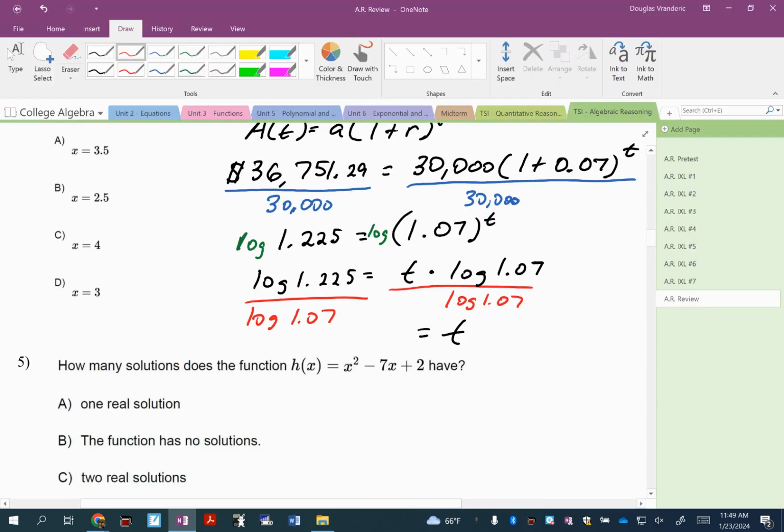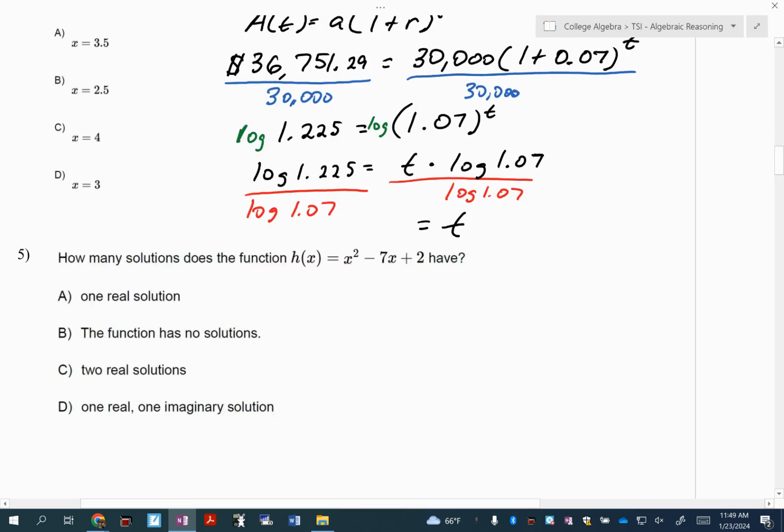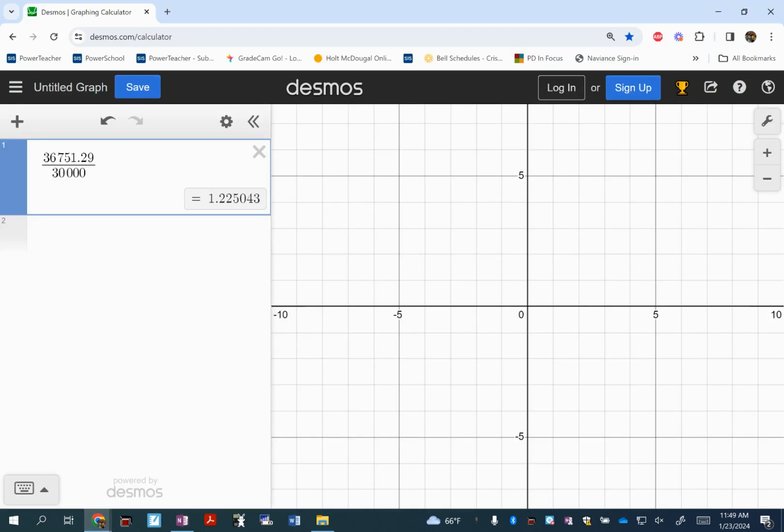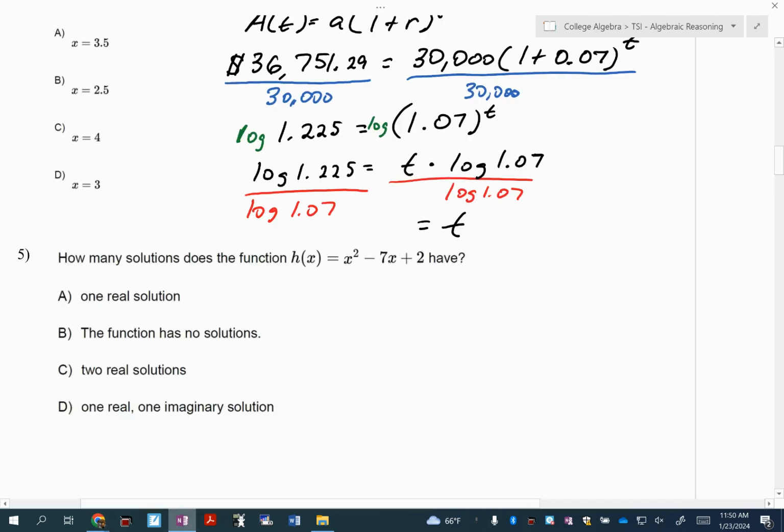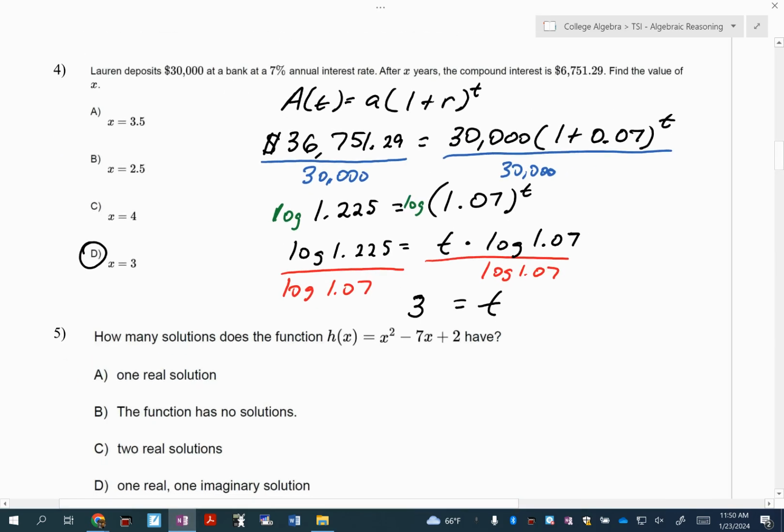So if I write that in the calculator, I will get my answer. Again, I'm not going to use the rounded value. All right, I'm going to type log of 1.225043 over the log of 1.07. So it gives me an answer of 3 years. X or t is 3 years, so D.